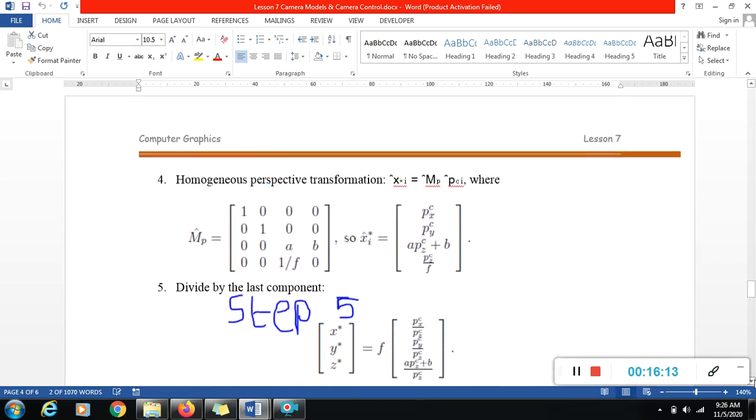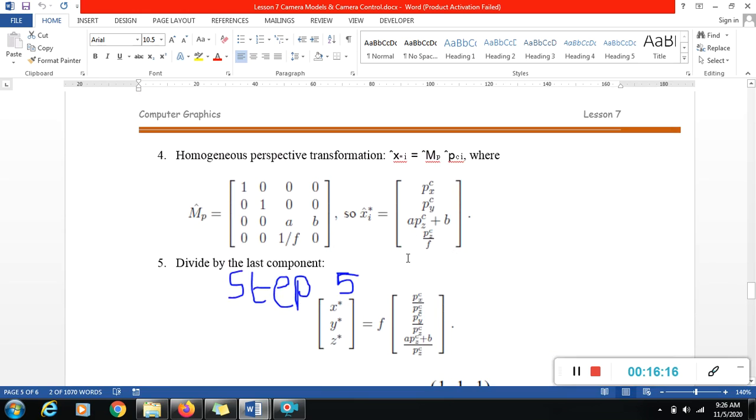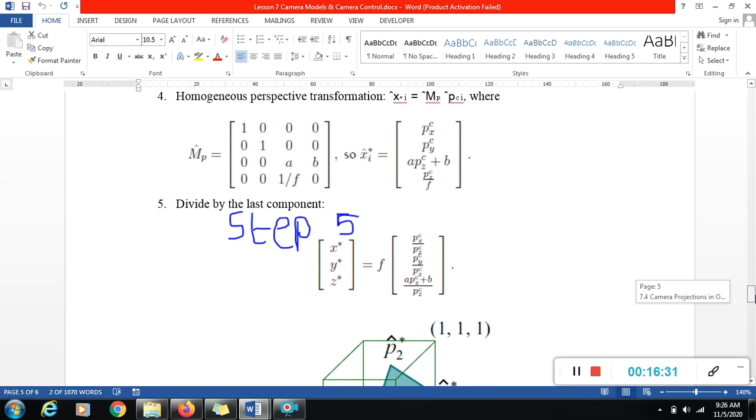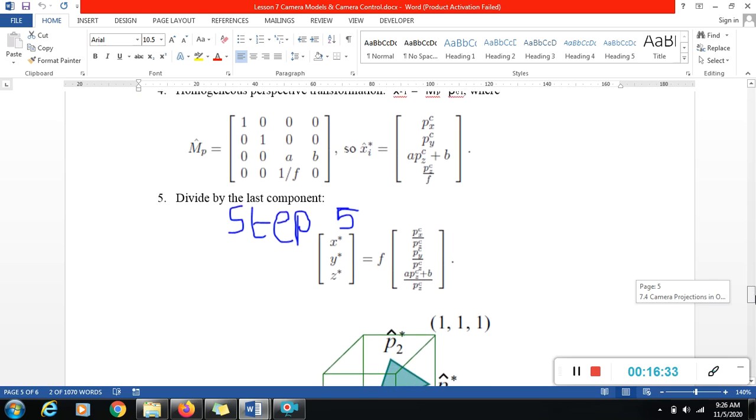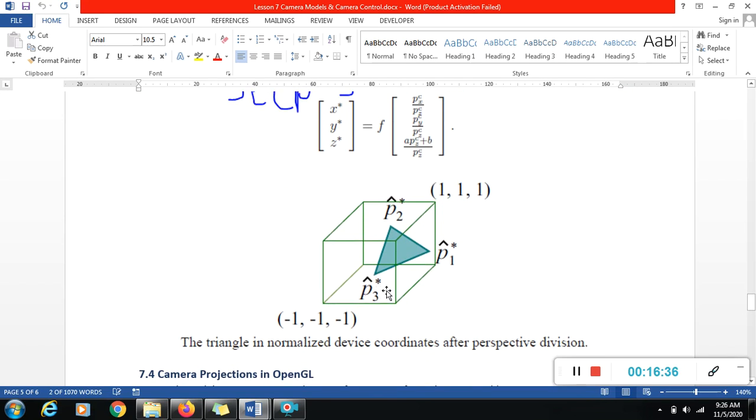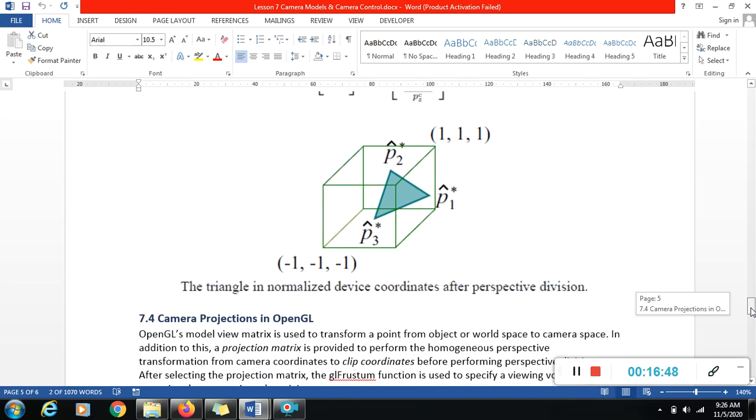And what we have now is the homogeneous perspective transformation. You can remember this, a 4x4 matrix. This is common in 3D. And of course now we divide by the last component. We cannot dwell on this so much because we had a look at it in the previous lessons, but this is what eventually we are trying to get to. The triangle is normalized in normalized device coordinates after perspective division. So we have the triangle now, of course, fitting within the camera view.